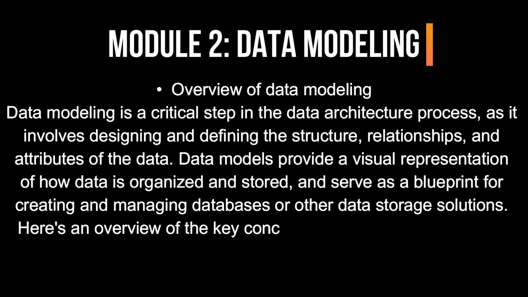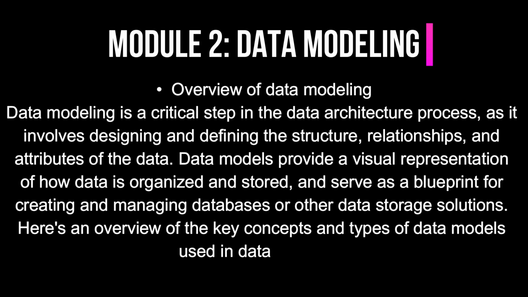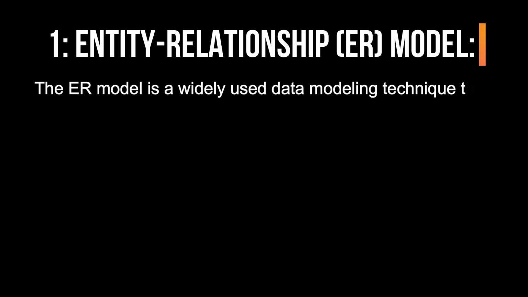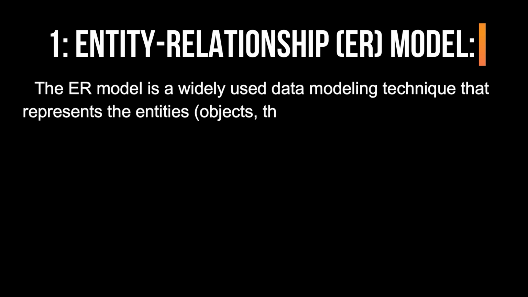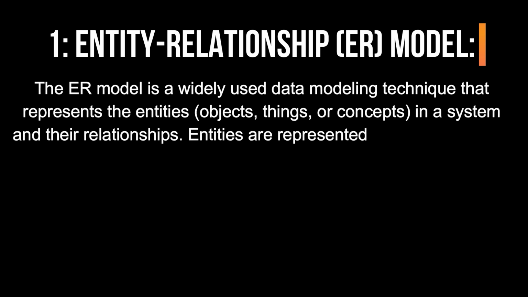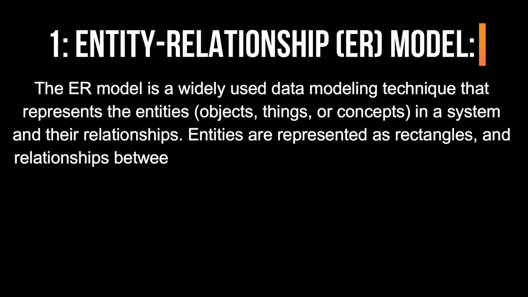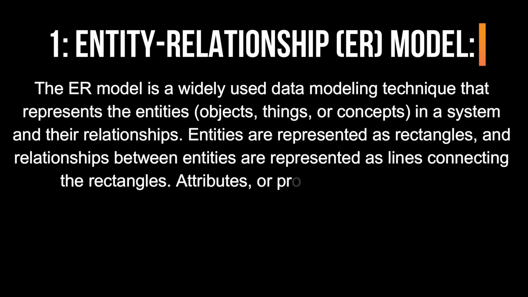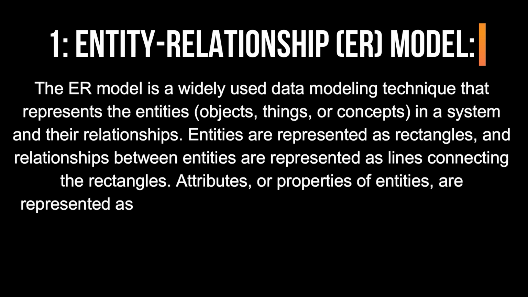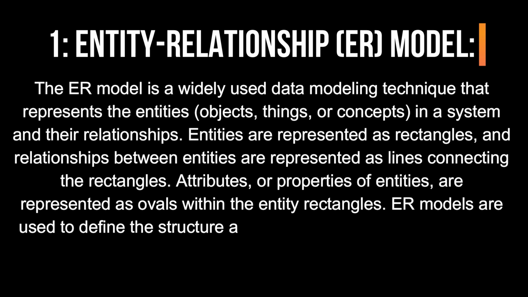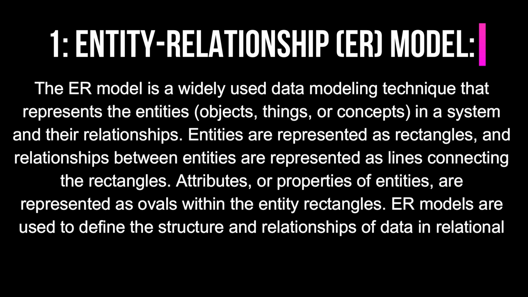Here's an overview of the key concepts and types of data models used in data modeling. 1. Entity Relationship model. The ER model is a widely used data modeling technique that represents the entities, objects, things, or concepts in a system and their relationships. Entities are represented as rectangles, and relationships between entities are represented as lines connecting the rectangles. Attributes, or properties of entities, are represented as ovals within the entity rectangles. ER models are used to define the structure and relationships of data in relational databases.